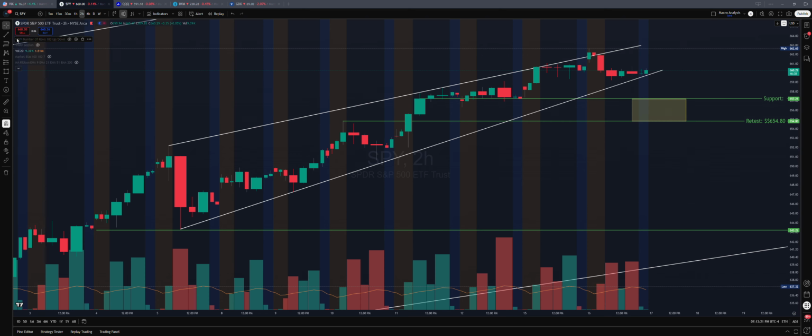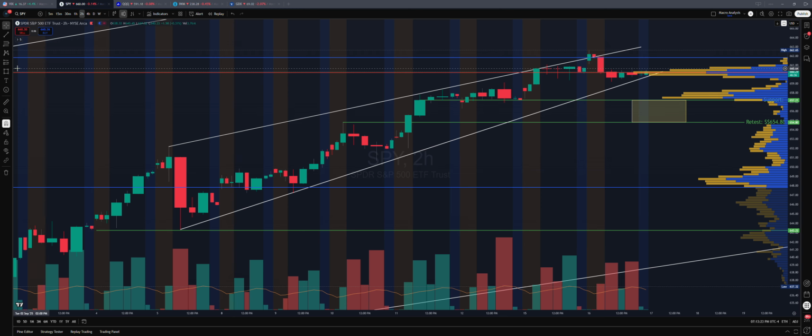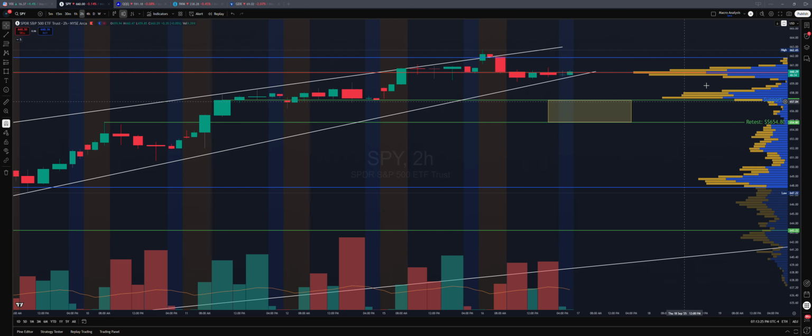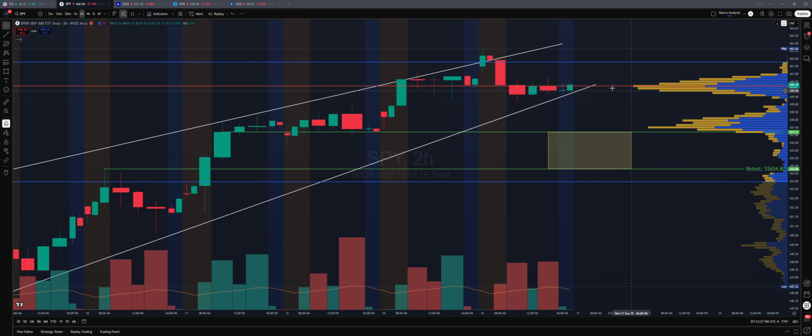One of the things I look at is where institutions are really accumulating, and the volume profile is telling you right here, if we get a pullback, expect some sort of support around that 657 area over here. Once you're staying above this area, I expect to see more upside tomorrow. So let's see what's going to happen tomorrow.